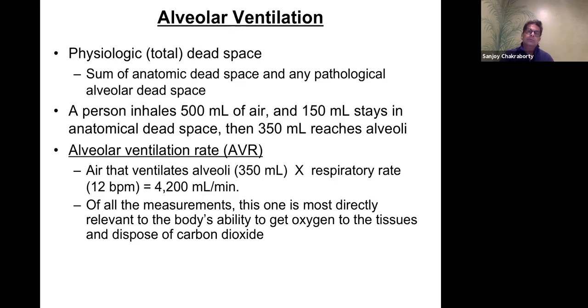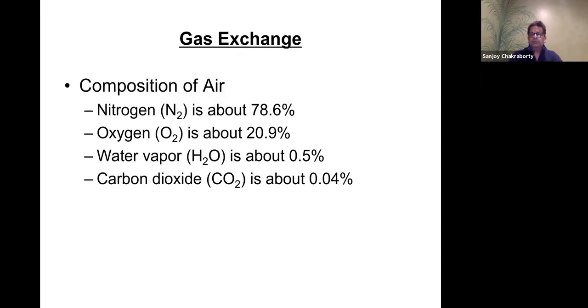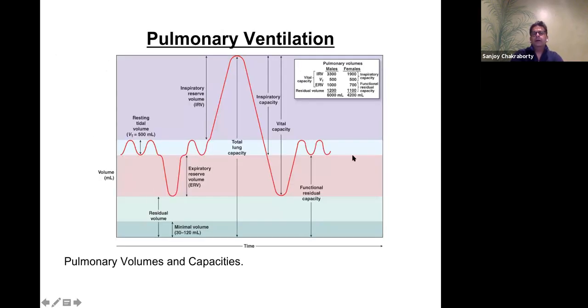Why is it different? Because we just learned that no matter what we breathe, a portion of it stays in the anatomical dead space. So they don't do the work. So we are considering only the part doing the work, because that's where the gas exchange is taking place. That is what is most important, because that is where the blood gets oxygen. So these are called respiratory volumes, which can be defined by this graphical representation as well.